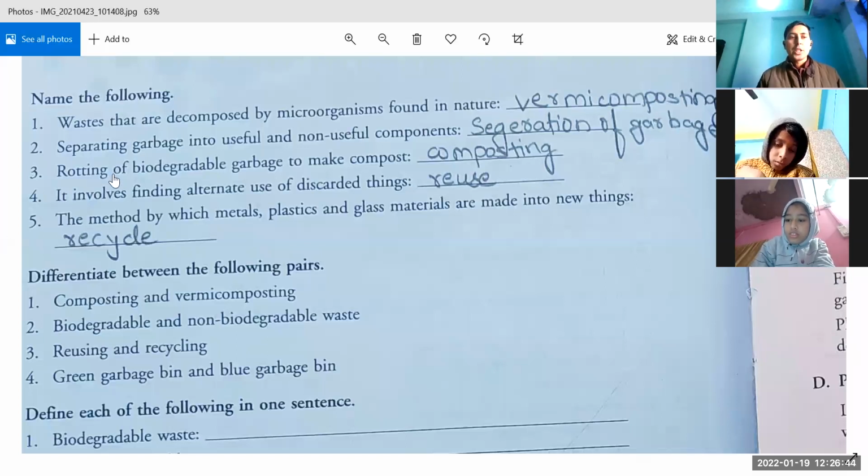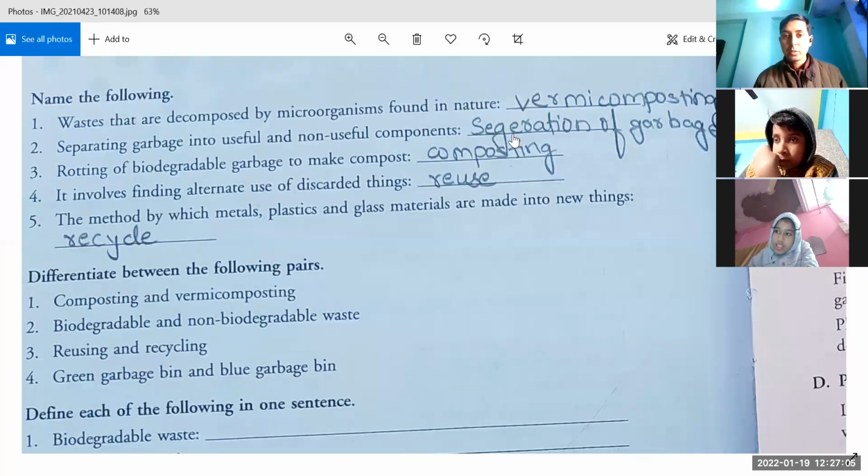Separating garbage into useful and non-useful components. That is segregation of garbage. The spelling of segregation is written wrong here. Correct spelling of segregation: S-E-G. We have to write the spelling of segregation correctly.